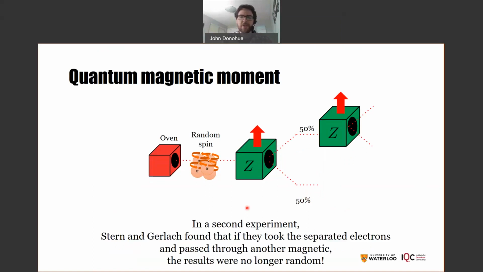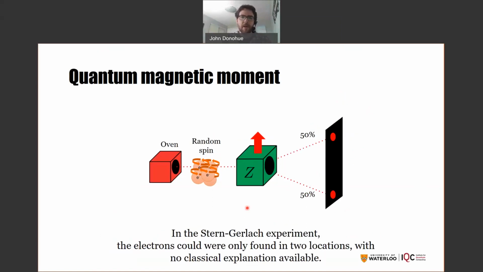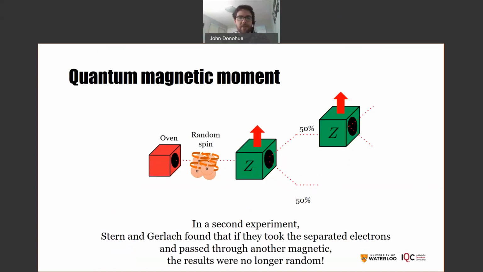Okay, so this had no classical explanation at the start. What they did find, though, was that if they took the 50% of those that did go to the upward path and then put them through a second inhomogeneous magnetic field, 100% of them went upward. So if they went upward the first time, they would always go upward the second time. Similarly, if they went downward the first time, they would always go downward the second time. So if they took their separated electrons and passed them through another magnetic field, the results were no longer random.